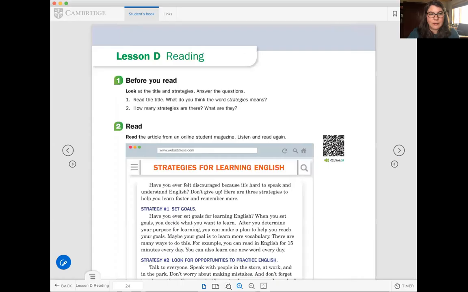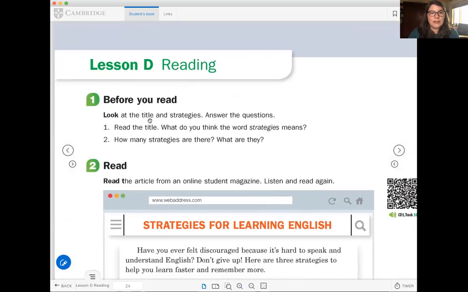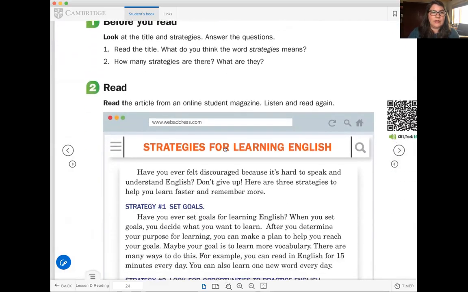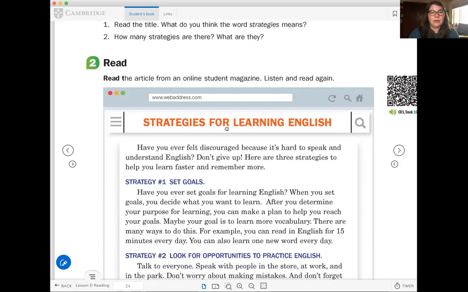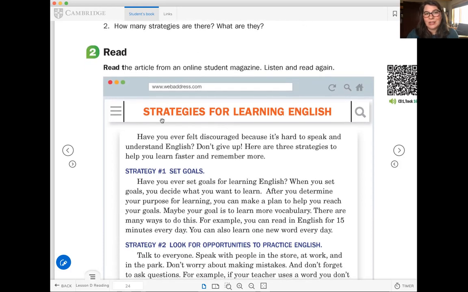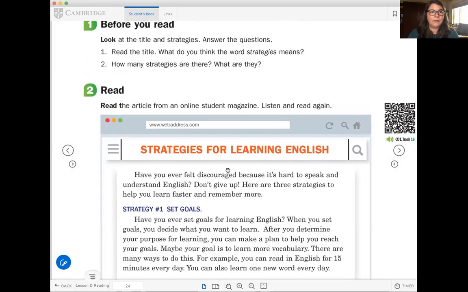Okay, so before we begin, it says, look at the title and strategies and answer the questions, okay? So this says it's an article from an online student magazine. So it's a magazine for students, and it's to help you with your learning, giving you good ideas for how to learn. So it says, read the title, Strategies for Learning English, okay? What do you think the word strategies means? It's something about learning English.